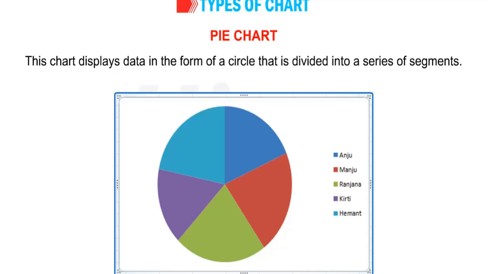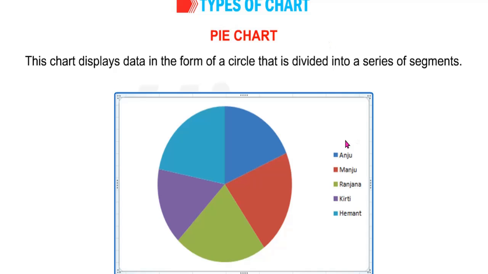Next one is pie chart. This chart displays the data in the form of a circle that is divided into a series of segments. This segment shows the relative size of each item in a chart. It always shows only one data series and is useful when you want to emphasize a significant element.